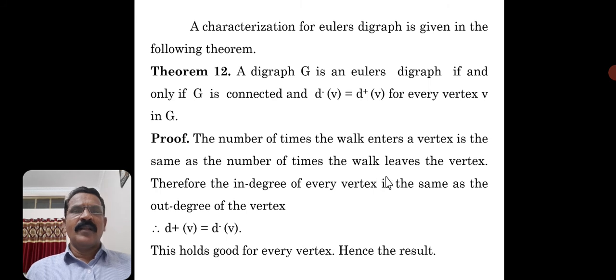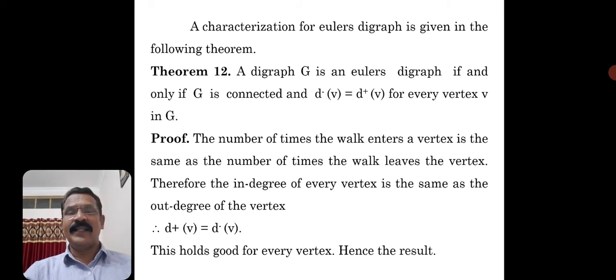So now what would be the characterization for Euler's digraph? As we have the characterization for an Euler graph, that the degree of every vertex is even in the case of undirected graphs, similarly, what would be the characterization for Euler digraphs? The characterization is given. A digraph D is an Euler's digraph if and only if D is connected and the in degree of a vertex must be equal to the out degree of the vertex for every vertex V in G.